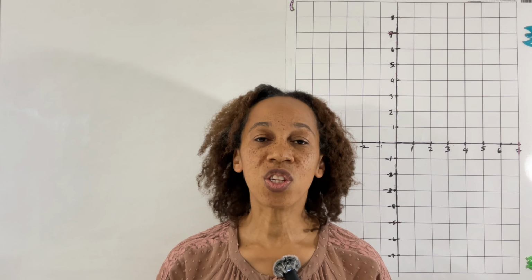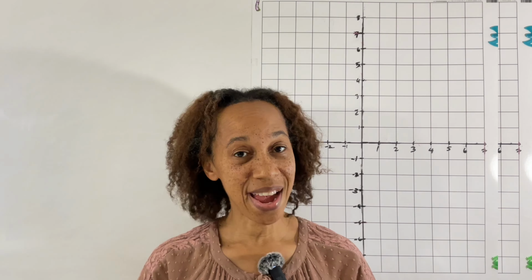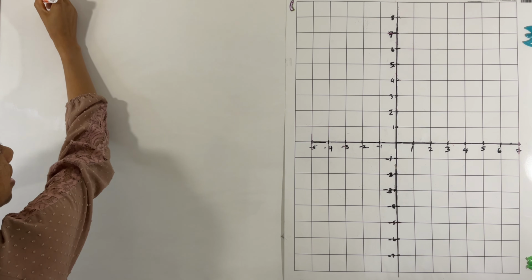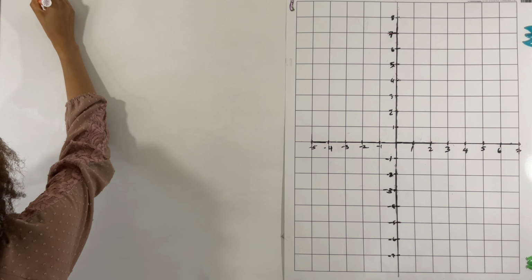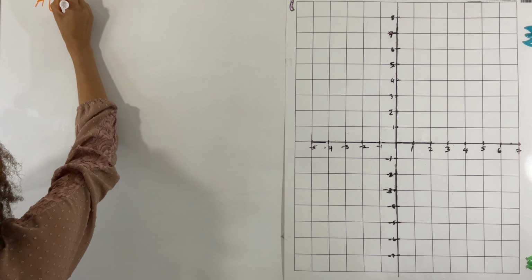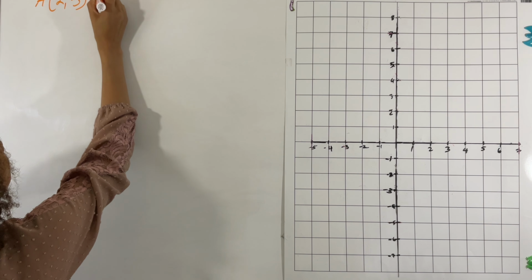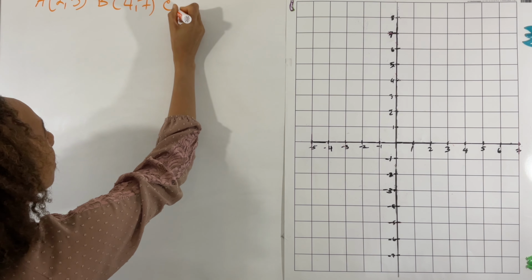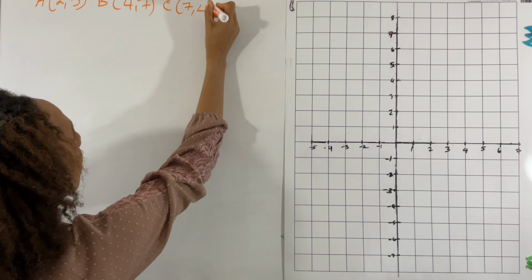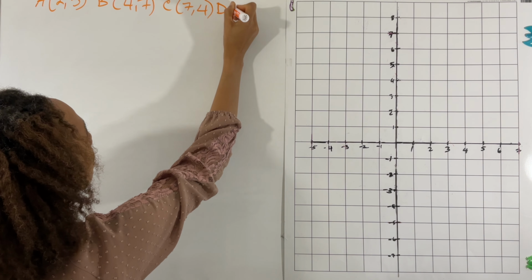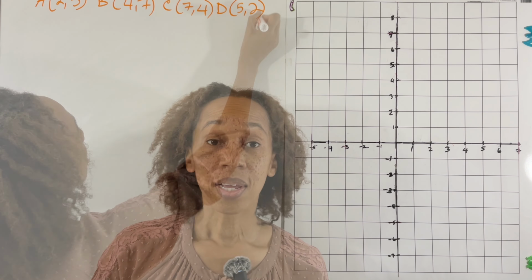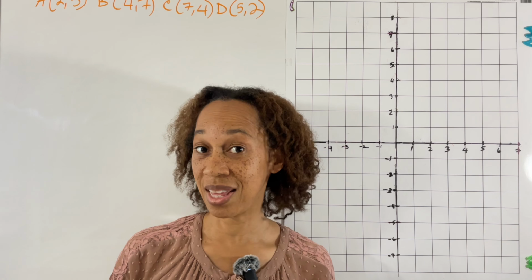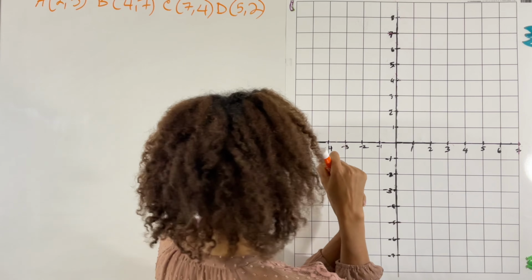The first method is to use the distance formula. Let's get right into the first example. In this example, you will be given the measurements. The coordinates for A are 2, 5, and for B are 4, 7. For C it's going to be 7, 4, and for D it's going to be 5, 2. So now that you are given these coordinates, we have to take it to the graph paper and we're going to plot these points.